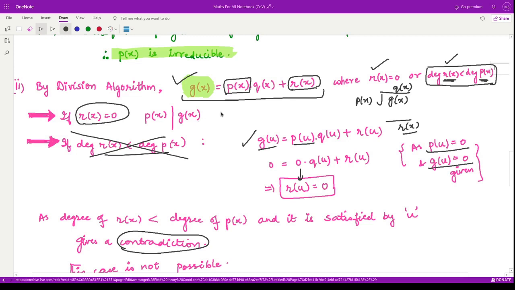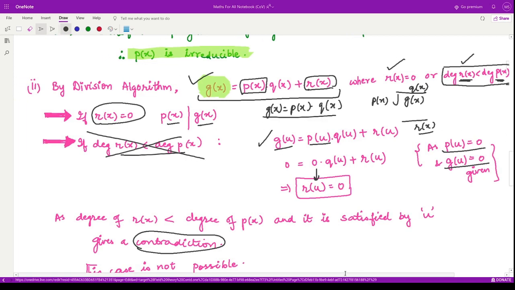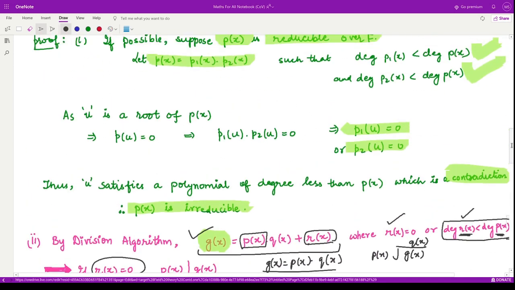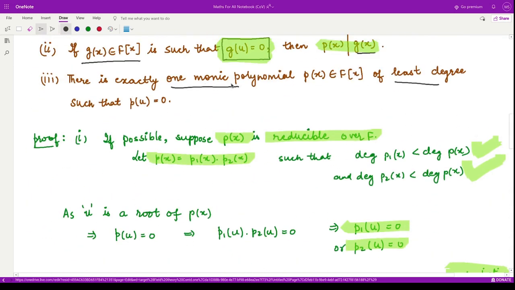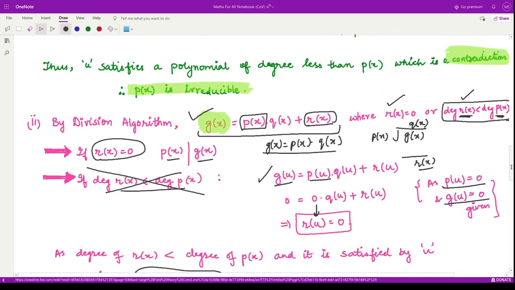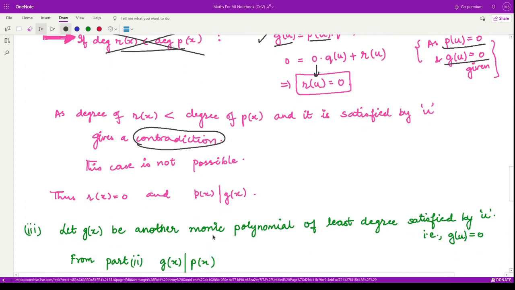If r(x) is equal to 0, that means we have g(x) is equal to p(x) into q(x), and from here we clearly see that p(x) divides g(x). So second part is also proved. For the third part, what we have to prove? We have to prove there is exactly one monic polynomial of this kind. So let us assume some another polynomial such that all these conditions are satisfied. So let g(x) be that polynomial, monic polynomial of least degree, such that u is a root of this polynomial.